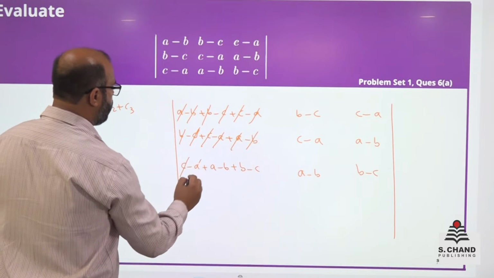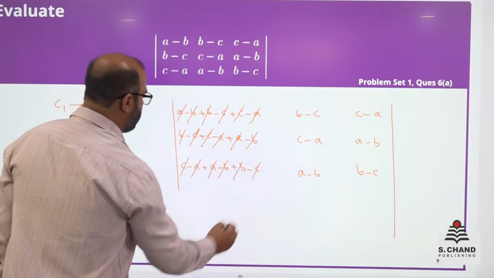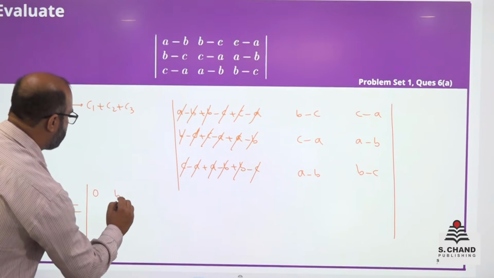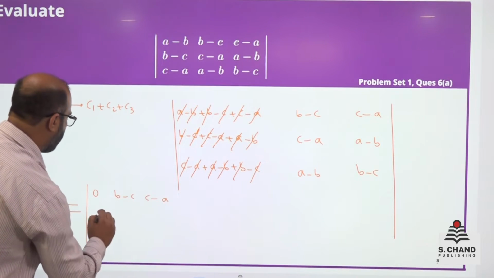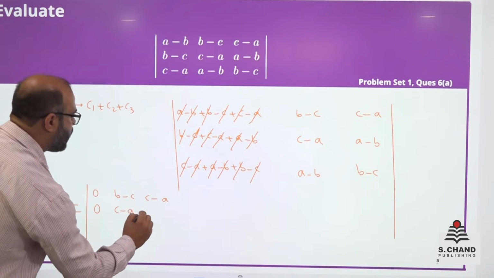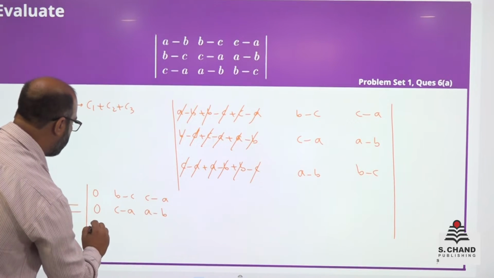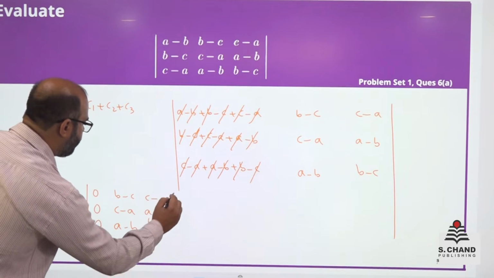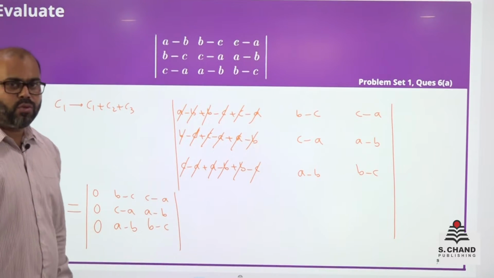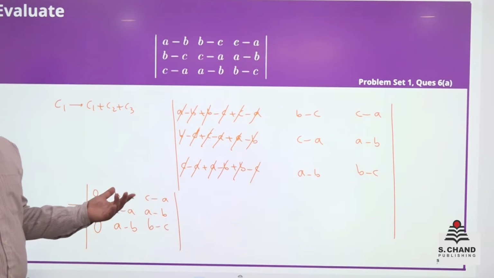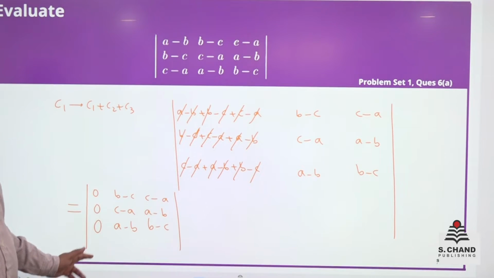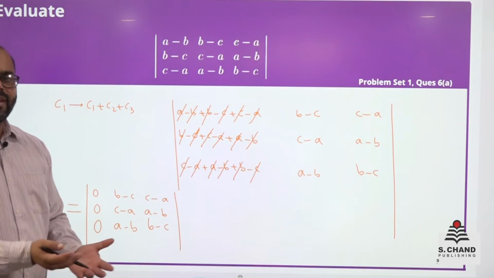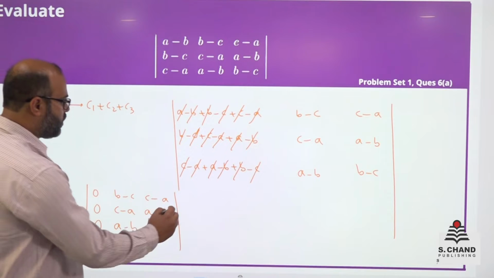And here also they are getting cancelled. So it becomes 0, B minus C, C minus A, 0, C minus A minus B, 0, A minus B, B minus C. And do we need to find the value? You can just say that this is 0, the value is 0. Why? Because if you expand about the first column, all the elements are 0. When multiplied with cofactor, finally it will be 0. So you will say that this is 0.